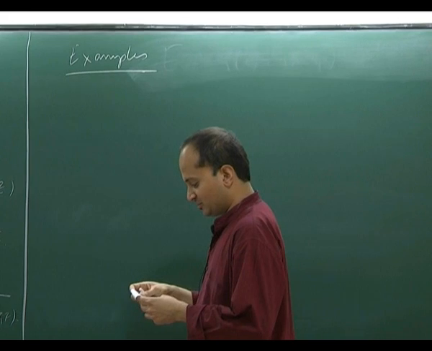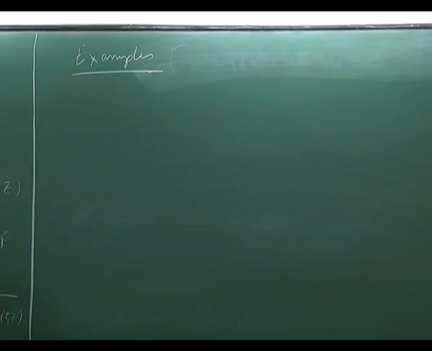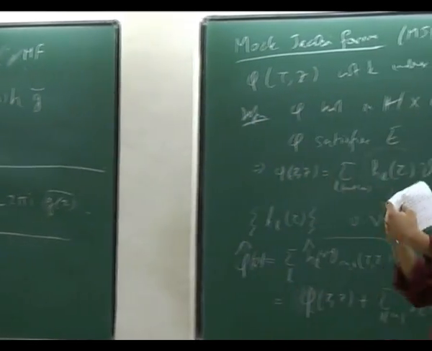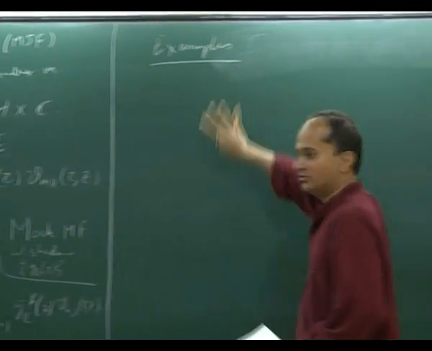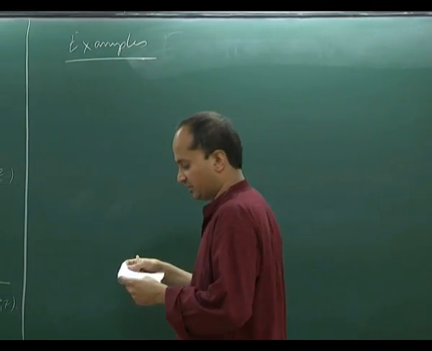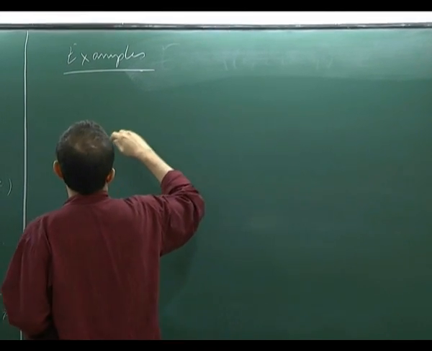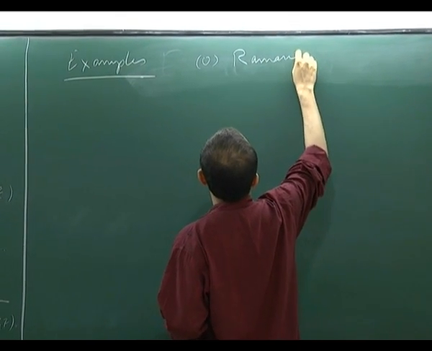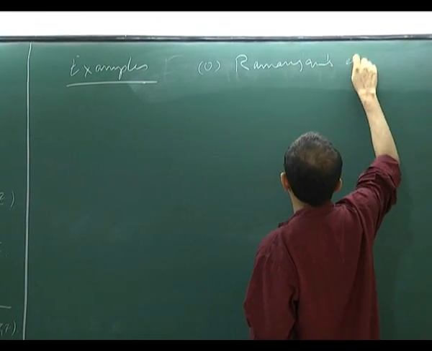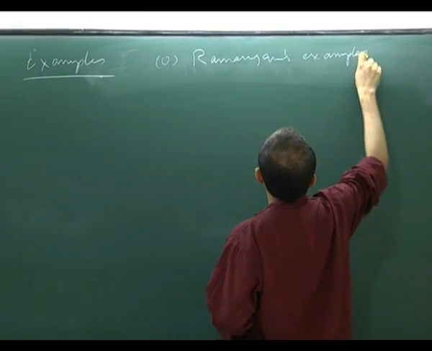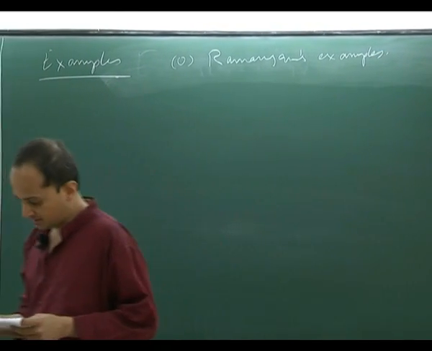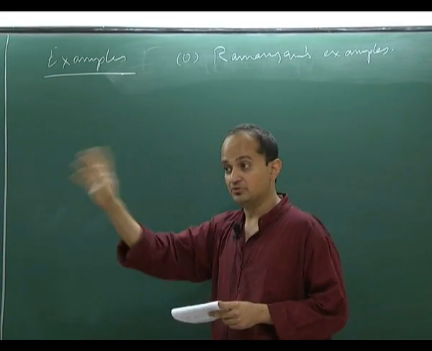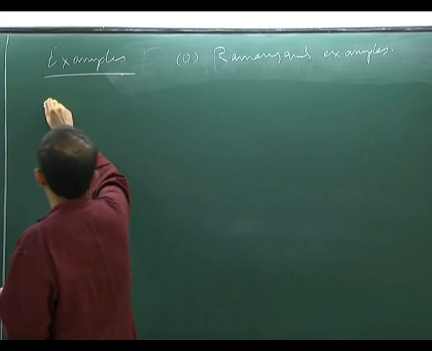Okay, so let's do examples. Essentially, mock modular forms and mock Jacobi forms is a packaging problem, so I can present examples in one or the other. The 0, which I won't say anything about because it will take a lot of time. All of Ramanujan's examples fit into this definition.